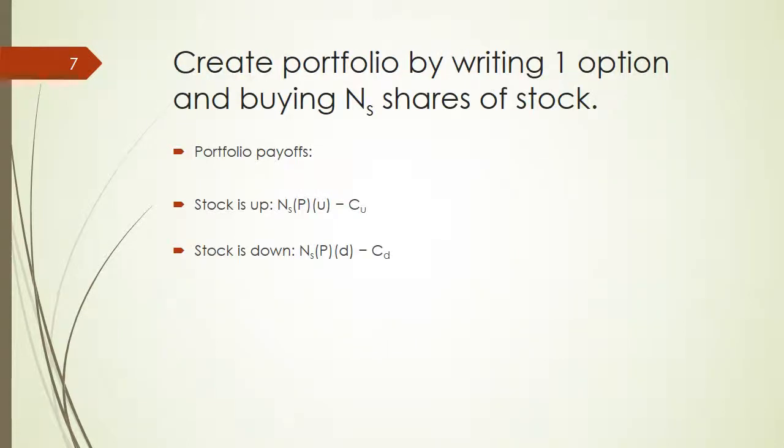Following the next steps, we write one option and buy N shares of stock. So we make a portfolio that has the following payoff. The stock going up gives the number of shares times the price and the up factor, minus the call option payoff, and the stock going down gives the number of shares times the price and the down factor, minus the payoff of the call.